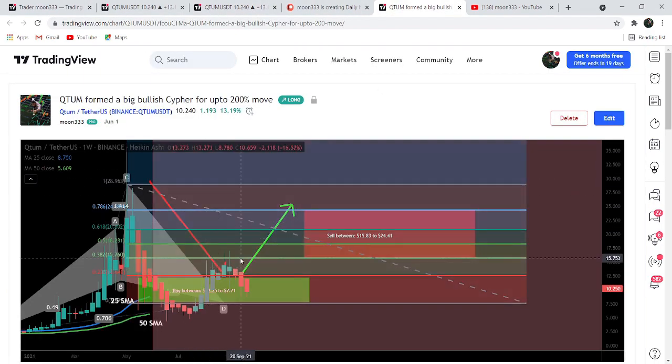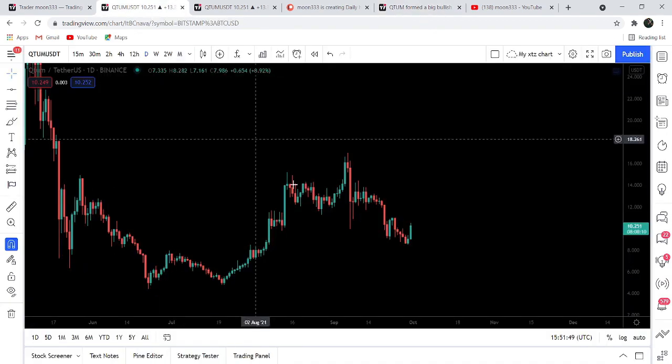The price line hit the sell targets, which I defined as per the Fibonacci sequence of this harmonic bullish cipher, which were starting from $15.83 and goes to $24.41, and now the price line has moved back down into this buying zone, and I'm expecting that this move will be continued, and this is just a retracement, and from here the price line can start a next big rally. Now let's move to the live daily time frame chart.